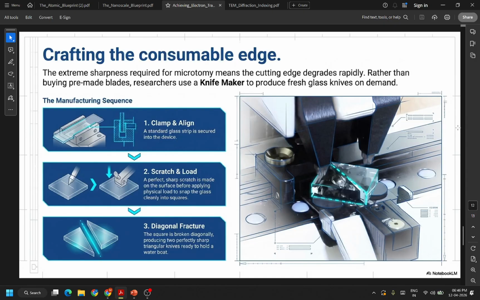The extreme sharpness required for microtomy means the cutting edge degrades rapidly. Rather than buying pre-made blades, researchers use a knife maker to produce fresh glass knives on demand.